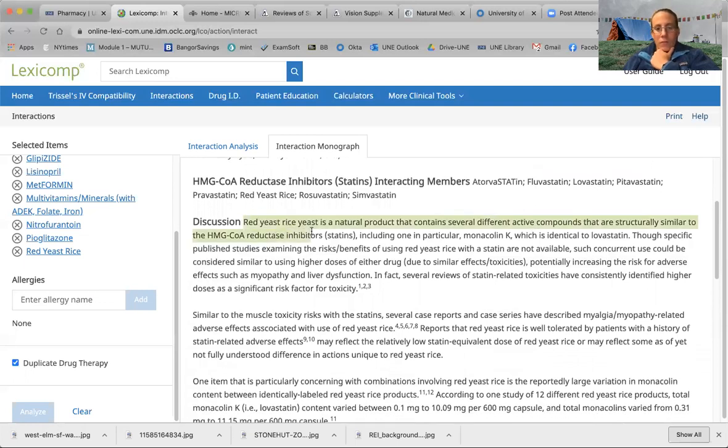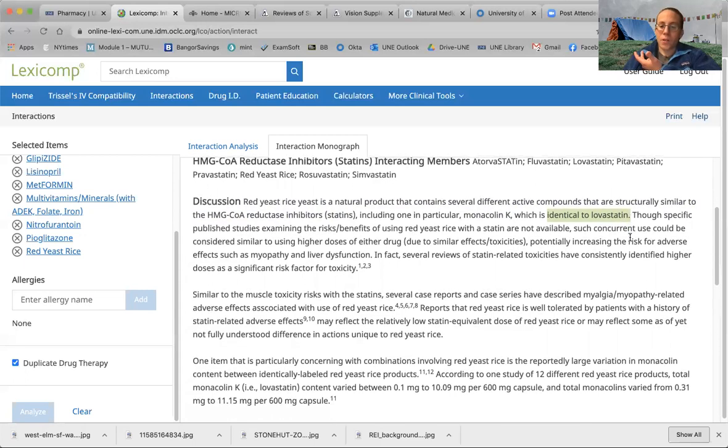Red yeast rice is a natural product that contains several different compounds that are structurally similar to statins. This one, the monacolin K, is identical to lovastatin. So basically the patient's taking two statins when they're taking red yeast rice and any other statin. Now the question is, how much lovastatin would they be getting in red yeast rice? Because red yeast rice is a natural product, it's not regulated by the FDA. So the total quantity is unknown.